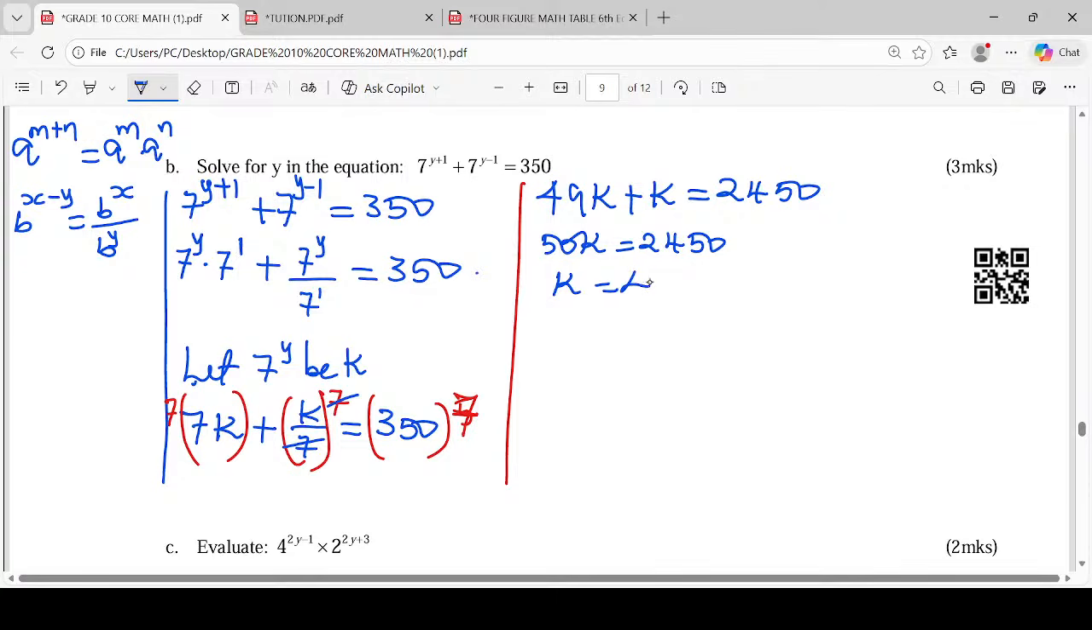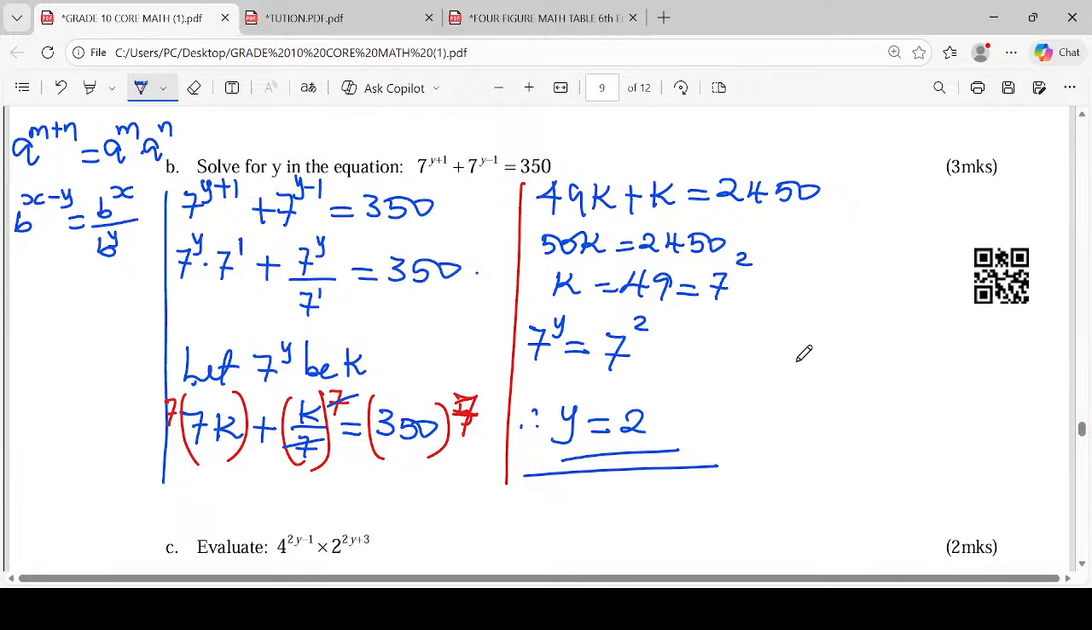K is 49. But remember, 49 can be written as 7 power 2. But what was our k? Our k was 7 power y. So it means 7 power y, which was what we decided to be our k, is equal to 49, which can be written as 7 power 2. We have a law that says if we are dealing with indices of the same base, if the bases are equal, then the powers are equal. Therefore, the value of y is going to be equal to 2. Y is now equal to 2 for that particular question.